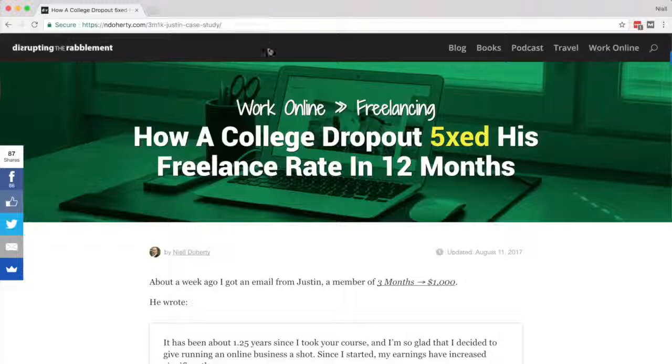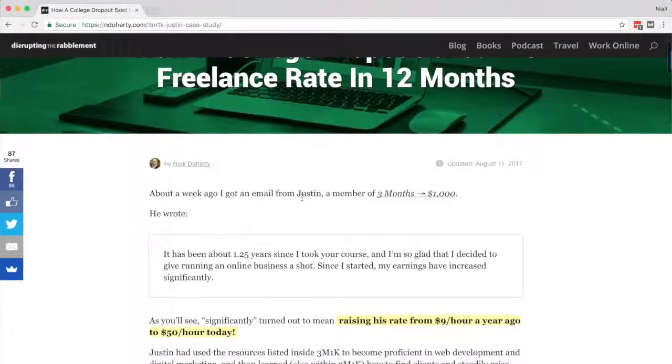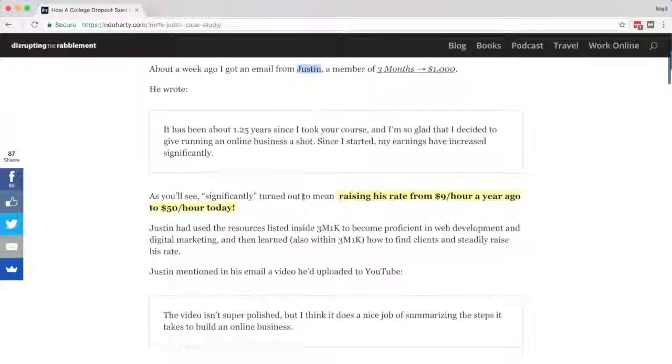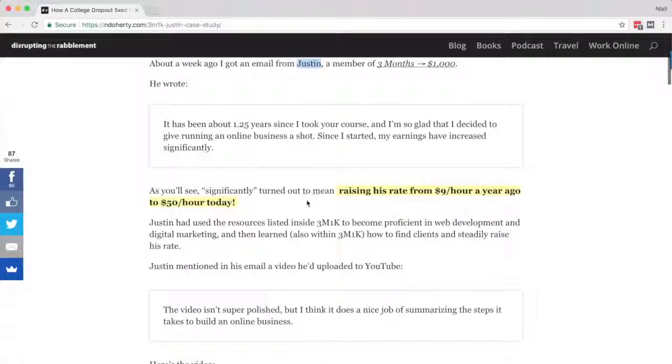A good example of this is Justin from the United States, who spent 2 months teaching himself web design and digital marketing. Actually found his first jobs at only $9 an hour, but then within a year had worked his way up to $40 to $50 an hour. And that, my friends, works out to $2,400 a month, working part-time online from anywhere in the world on your own schedule.